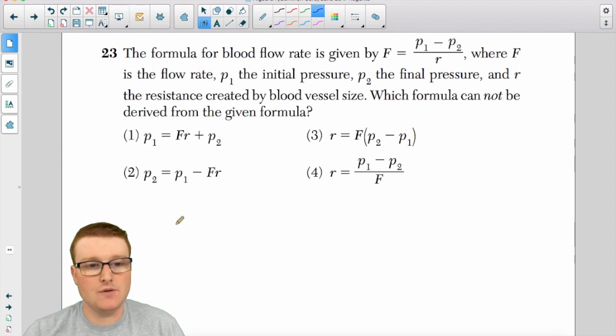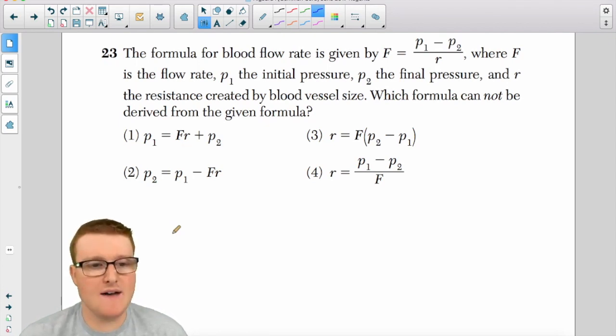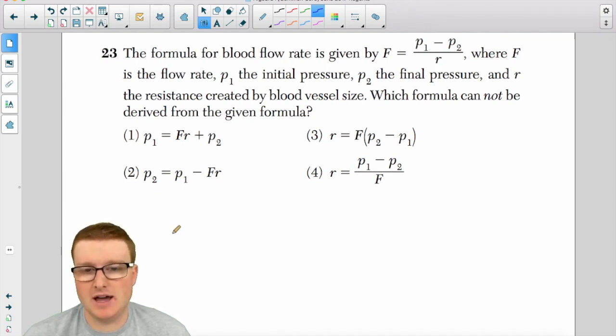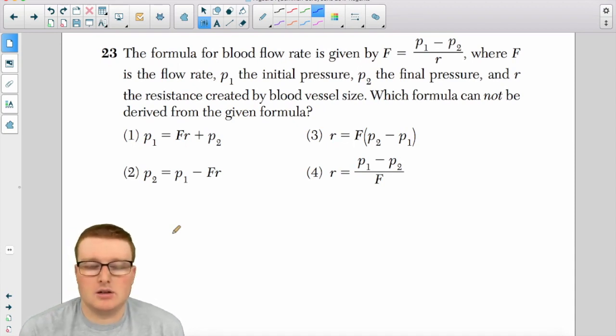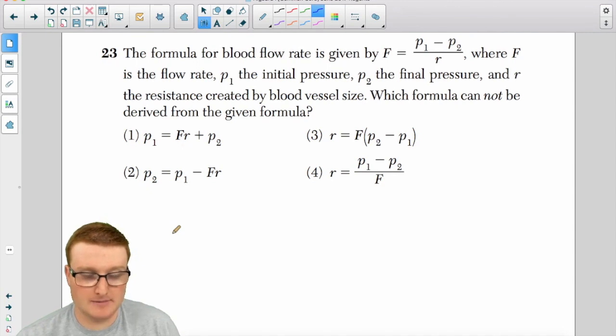23. The formula for blood flow rate, oh, I don't like blood. Flow rate is given by F equals P1 minus P2 over R, where F is the flow rate, P1 is the initial pressure, P2 is the final pressure, and R is the resistance created by blood vessel size. Which formula cannot be derived from the given formula?